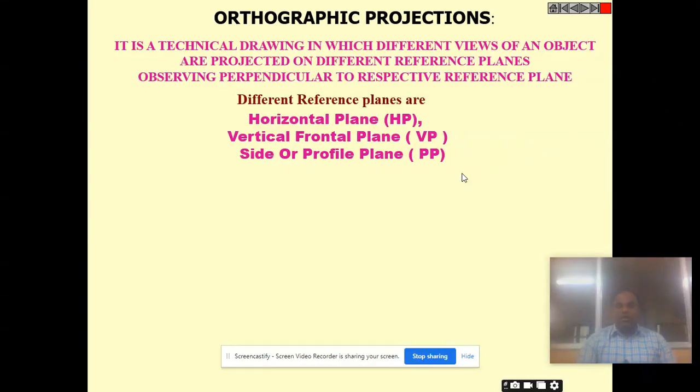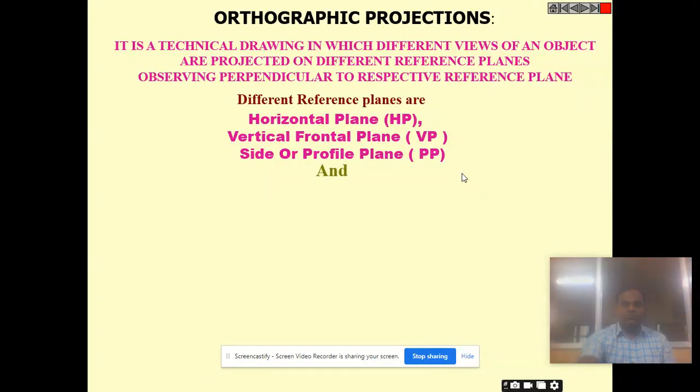The third plane, which is the profile plane, is a plane which is mutually perpendicular to the horizontal plane and the vertical plane. So if I am keeping two planes like this, one horizontal plane, one vertical plane, then the third plane would come here in this direction. So this is the vertical plane, this is the horizontal plane, and this is the profile plane. These are the three planes which are basically the principal planes of projection in case of orthographic projections.